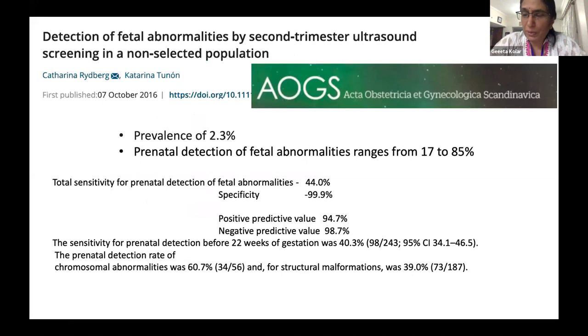So all these abnormalities we have tried to see, but what is the detection rate of fetal abnormalities when you do a second trimester ultrasound screening? What do the studies say? The prenatal detection rate ranges anywhere between 17 to 85%. And this depends on the type of abnormality and the system involved.